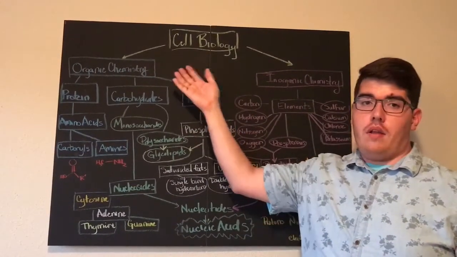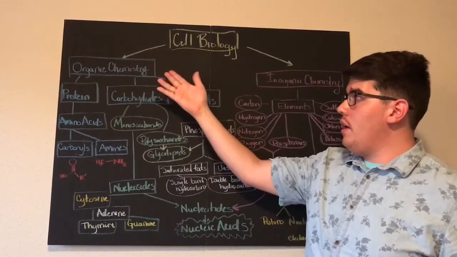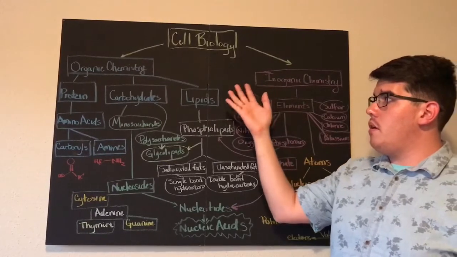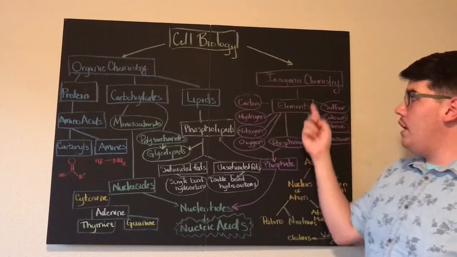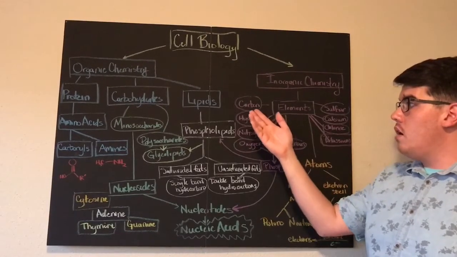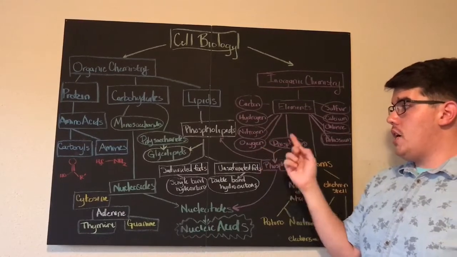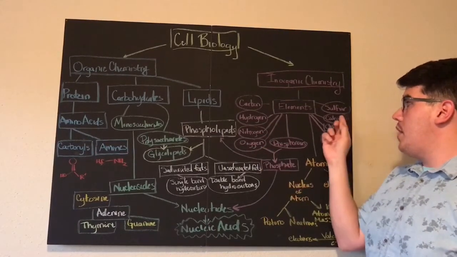The concept map for cellular biology class is broken down into several components. I thought that organic chemistry and inorganic chemistry were a good start. In organic chemistry, we can start with the elements. The elements that are essential for life are carbon, hydrogen, nitrogen, oxygen, phosphorus, potassium, chlorine, calcium, and sulfur.